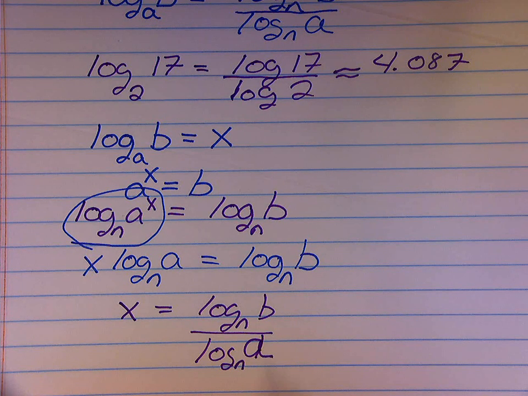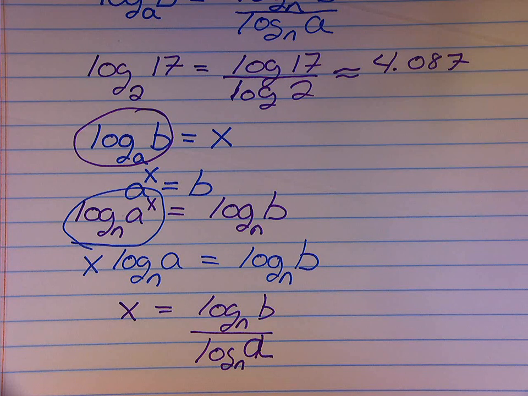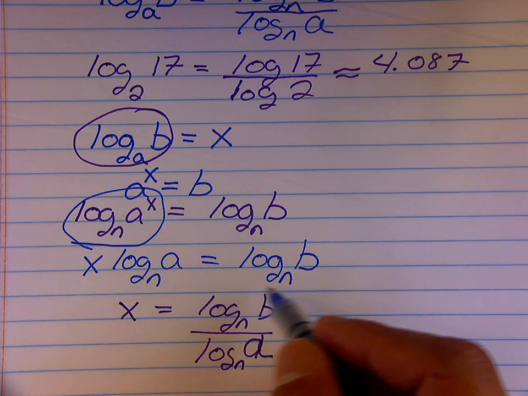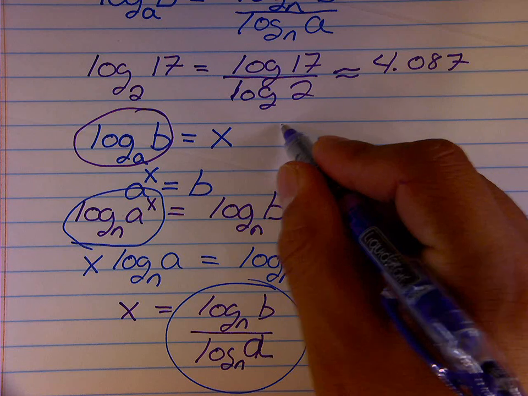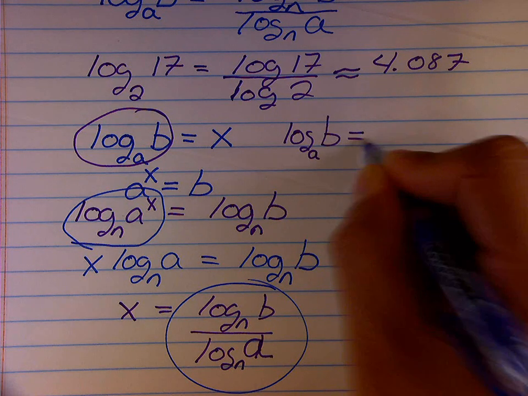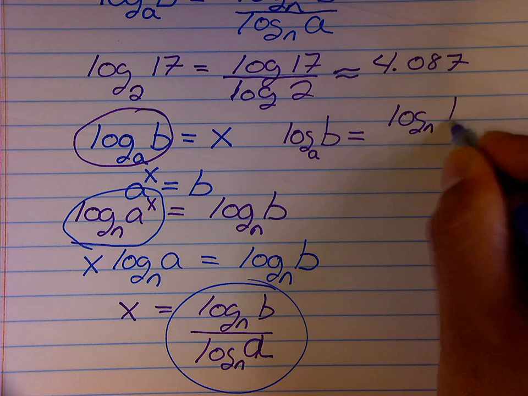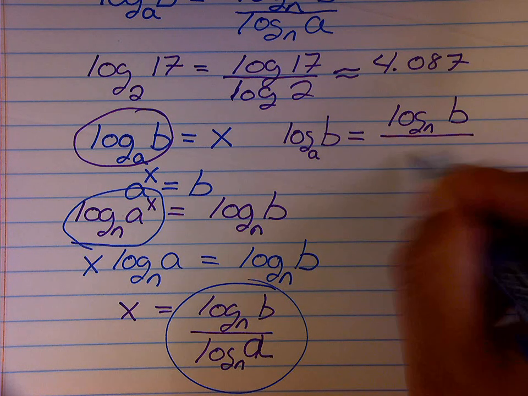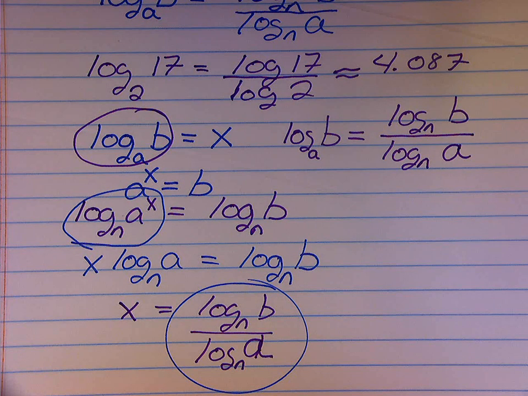Notice where I started. Notice where I ended. This leads us to conclude that, in fact, log base a of b is log base n of b over log base n of a.